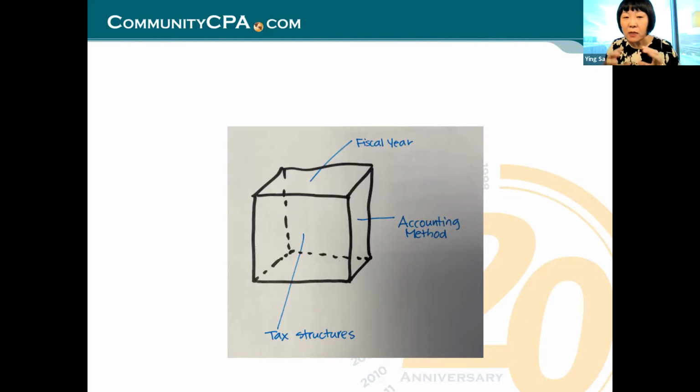And here, this is a box, right? A 3D box. And when you are saving taxes, what your tax preparer normally tells you is that you need to spend more money.